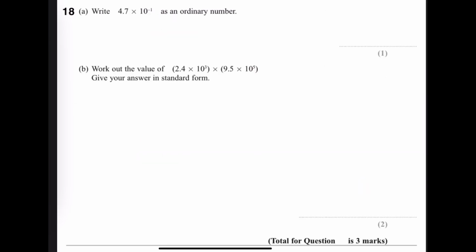Write 4.7 times 10 to the power of minus 1 as an ordinary number. Now we're just going to put 4.7, and because it's minus 1, it means that we are going to take the decimal point and move it this way. If it is a normal number, let's say this 3 over here, we're going to move it 3 times that way. But since it's minus, we're going to move it the other way. So we'll put the decimal point over here. So it's 0.47. All we're going to do is put 0 over here.